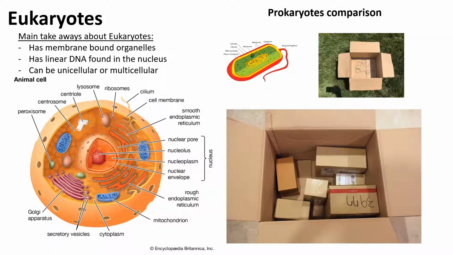Now, let's compare this to prokaryotes for a second. Imagine prokaryotes as a very small box with one strand of DNA. Imagine the DNA is a string, where the string is tied at the ends. This is what is meant when they say that prokaryotic genetic material is circular. It's connected at the ends.